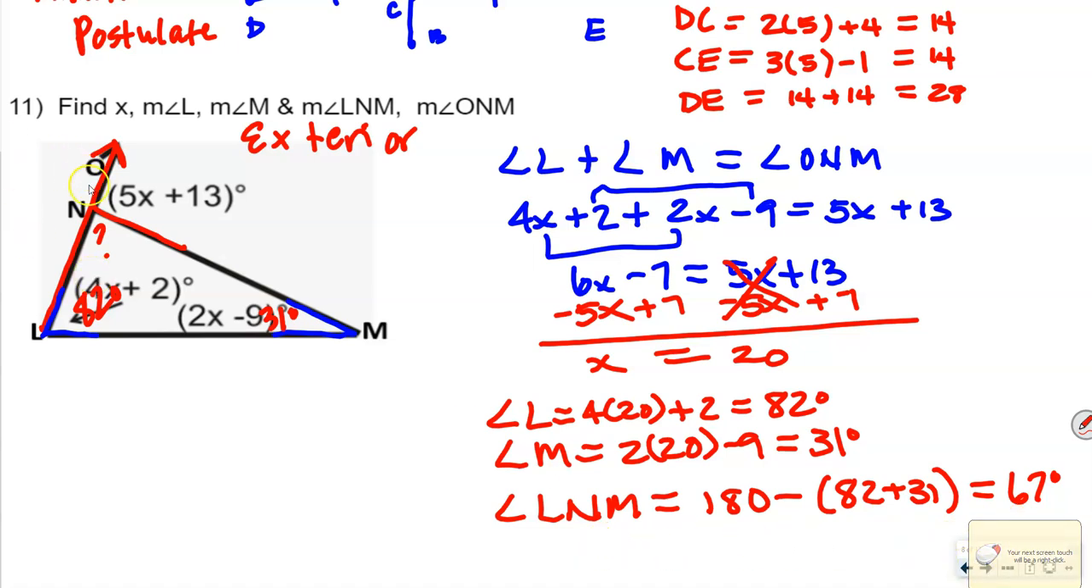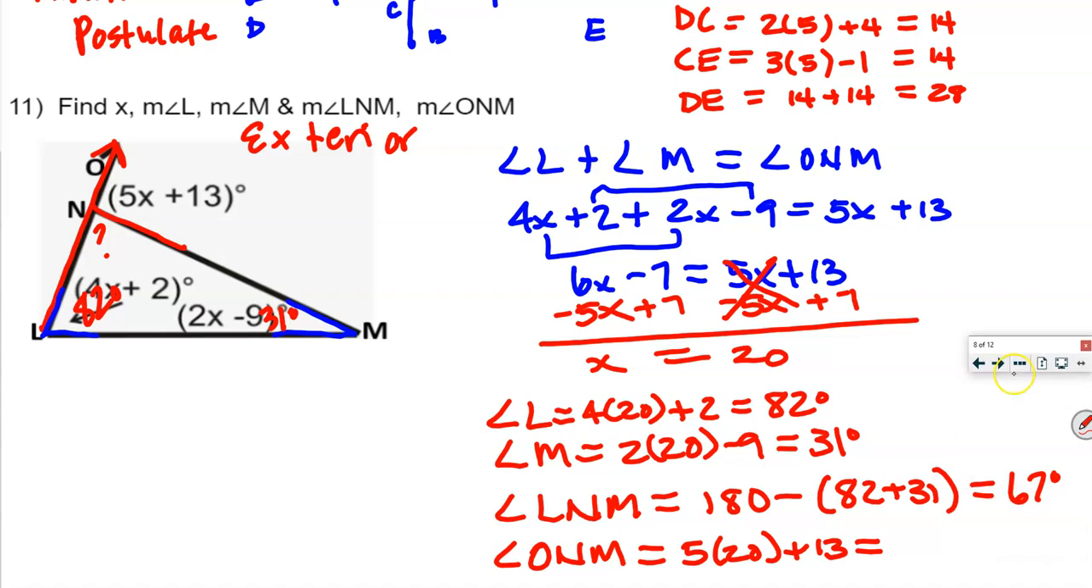So then we have one more angle to solve for, right? That question mark angle right there. Okay. So when I solve for, that was the L and M. And we have the exterior angle to solve for, right? So that's our angle O and M. So here again, we can do what? We can do 5 times 20, that's 100, plus 13, and that equals 113, right?